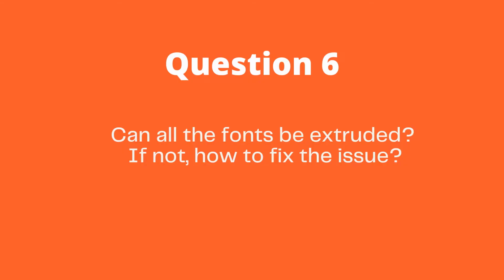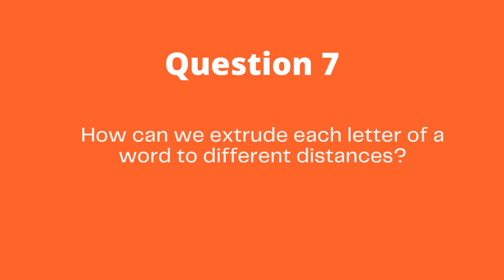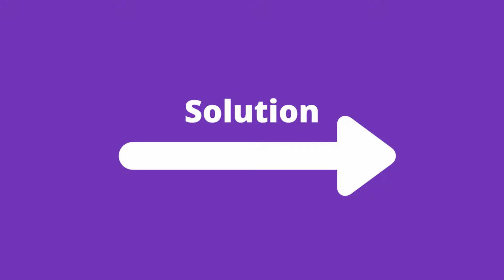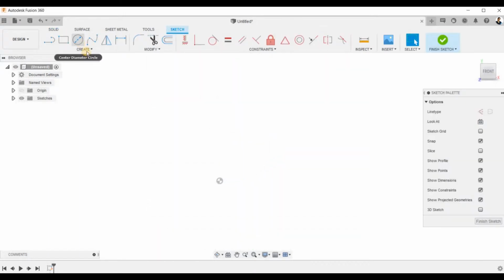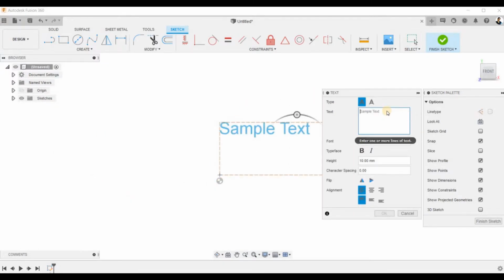Next question is, can all the fonts be extruded? If not, how to fix this? How can we extrude each letter of the word to different distances? So let us see the solution to both these issues. So now I'm selecting the sketch and I'm going for text tool. So here we can see that there are many options for choosing the font. You can also import the font from outside.